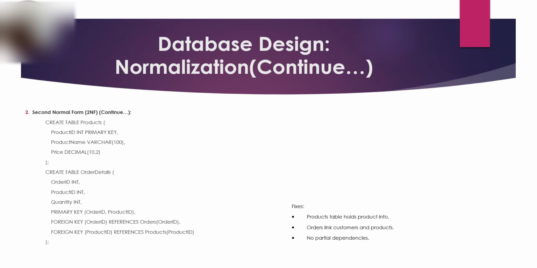So in the second normal form what we fixed: the products table has the product information, the orders table links to the customer and the products, and there are no partial dependencies.